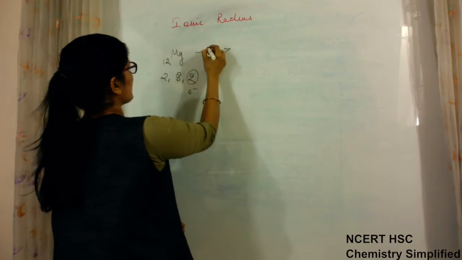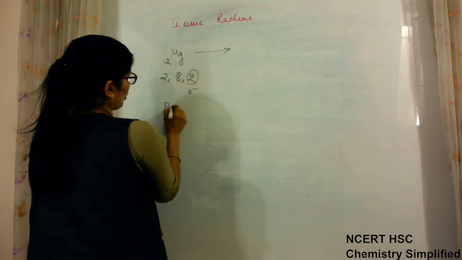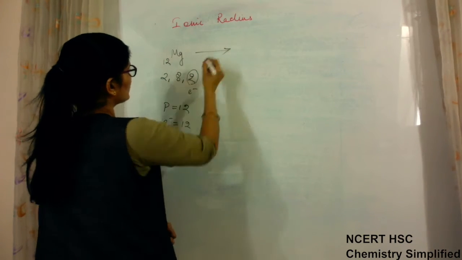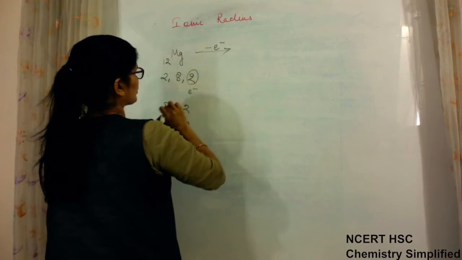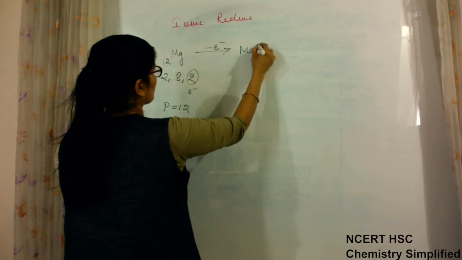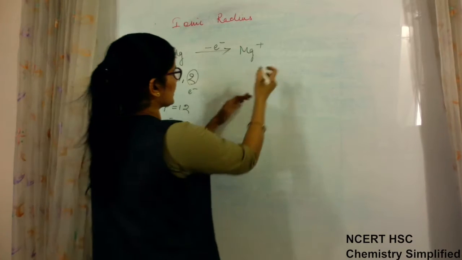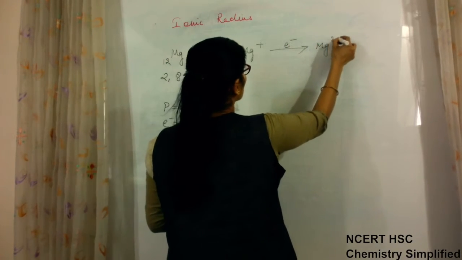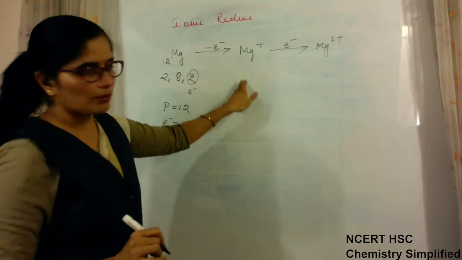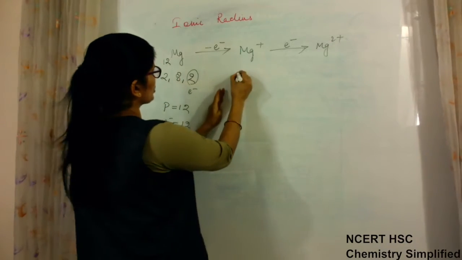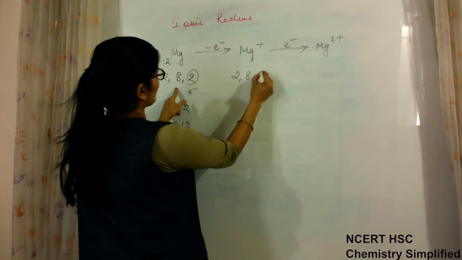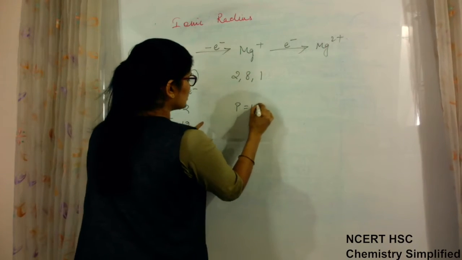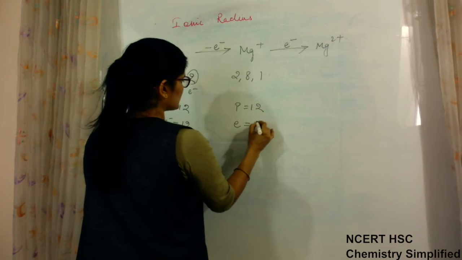So in the first step, magnesium has proton number 12 and electron number also 12. Clear? Now it loses 1 electron and becomes Mg+. In the second step, it will lose another electron and become Mg2+. Now we will talk about the Mg+ stage. In this stage, the configuration is 2, 8 and 1. Proton number is still 12, but electron number is 11.